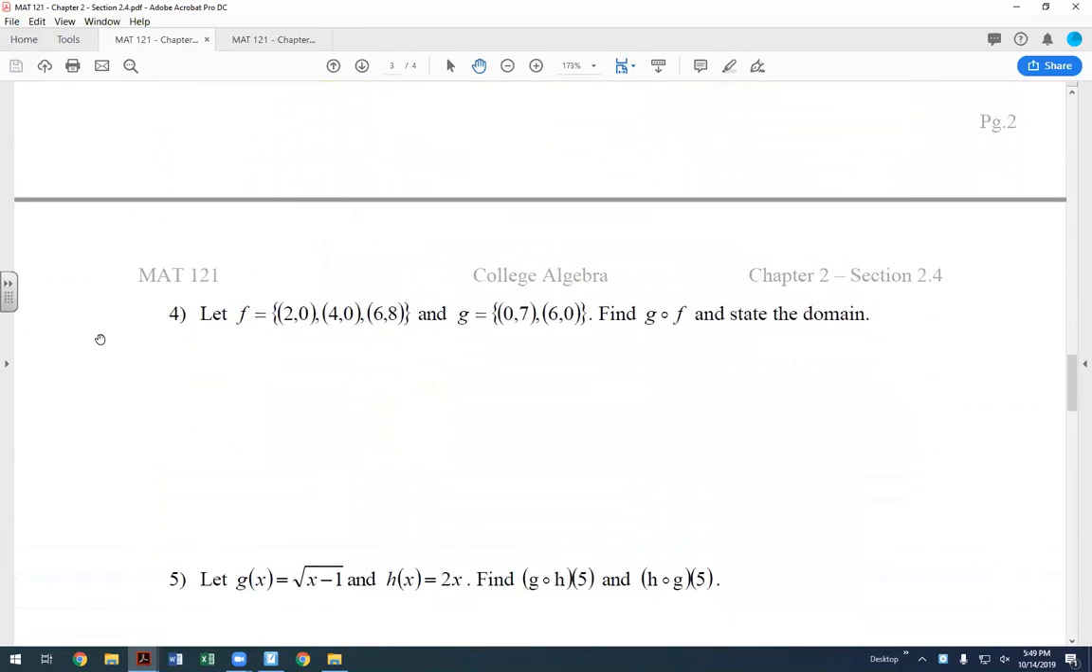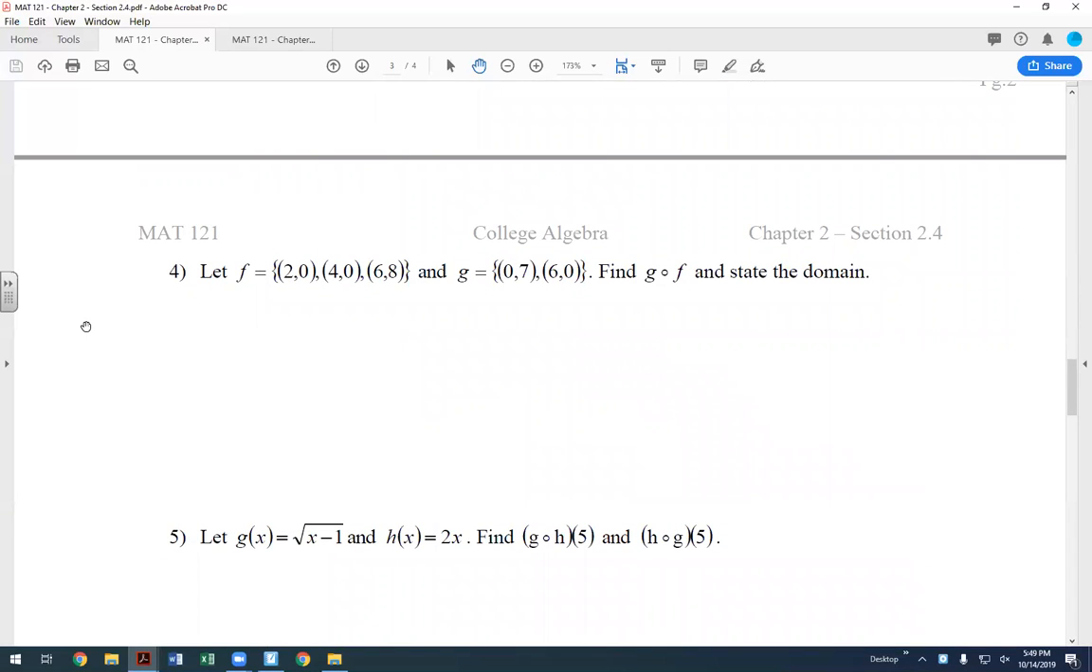So let's take a look at this example, and we're starting out with, again, a set of ordered pairs, and then we'll build up into our equations. So number 4.